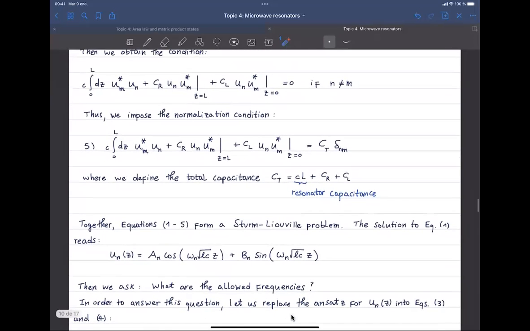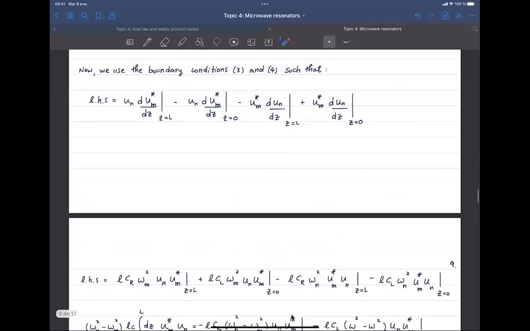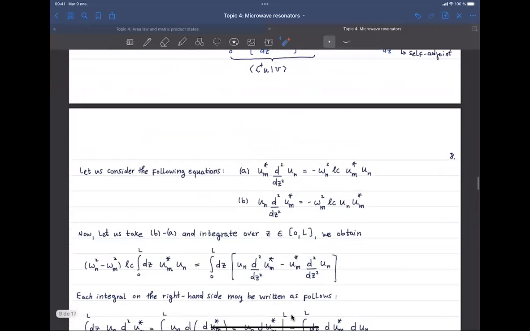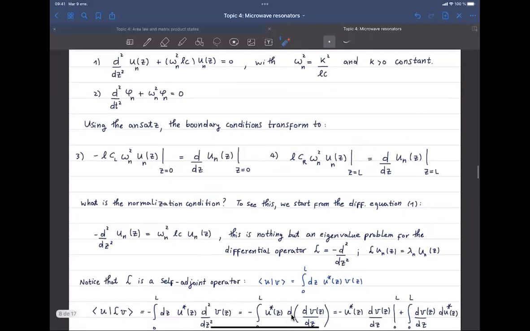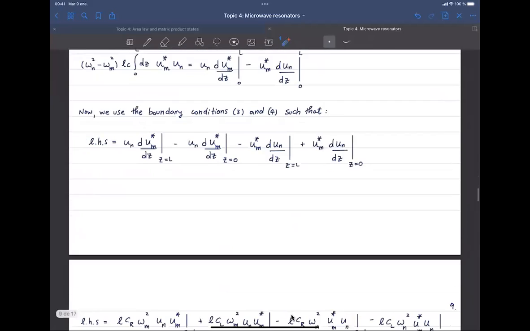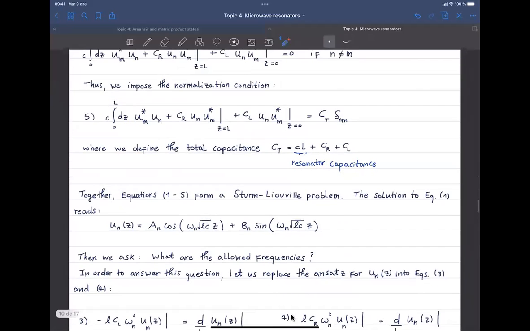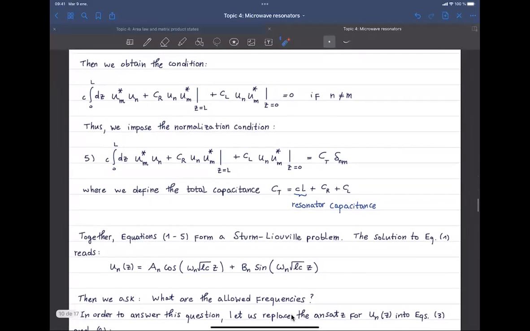And well, essentially, all these equations, so equation 5, this one, equations 4, 3, 2, and 1, they form a Sturm-Liouville problem, which is a problem for a self-adjoint differential operator. And the next part that we will discuss in the next lecture will be, well, what are the possible values? So what are the allowed frequencies in our system?